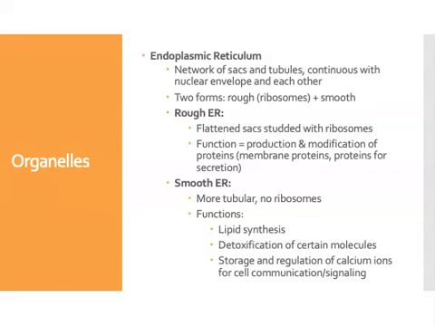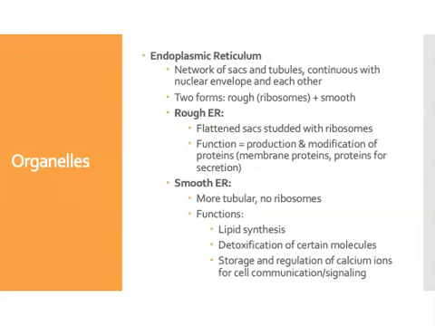Now, the smooth ER got its name because it doesn't have any ribosomes associated with it, so it looks very smooth underneath the microscope. The smooth ER has nothing to do with protein synthesis. When you look at it under the microscope, it also looks different from the rough ER. It looks more tubular and less flattened than the RER does.